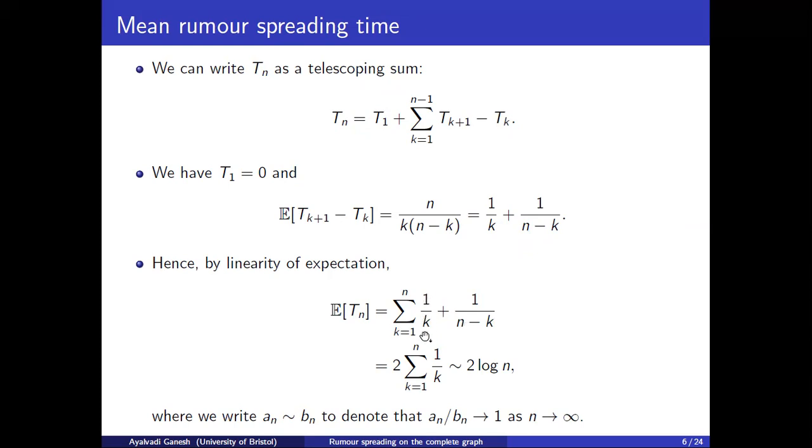When we are summing 1 over k, we are counting from k equals 1 to n. When we are summing 1 over (n minus k), we are counting down from n to 1, or this should be up to n minus 1, not up to n. Sorry, there's a typo there. But these two sums are the same, so we get 2 times the sum. Now the sum from 1 to n of 1 over k is called the harmonic series.